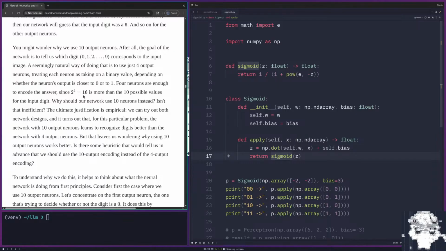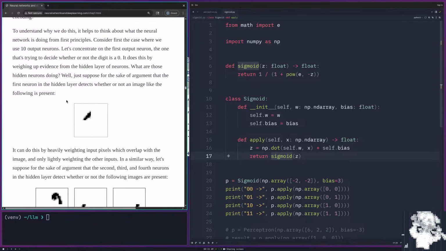Why should our network use 10 neurons instead? Isn't that inefficient? The ultimate justification is empirical. We can try out both network designs, and it turns out that for this particular problem, the network with 10 output neurons learns to recognize digits better than the network with 4 output neurons. But that leaves us wondering why using 10 output neurons works better. Is there some heuristic that would tell us in advance that we should use the 10 output encoding instead of the 4 output encoding? To understand why we do this, it helps to think about what the neural network is doing from first principles.